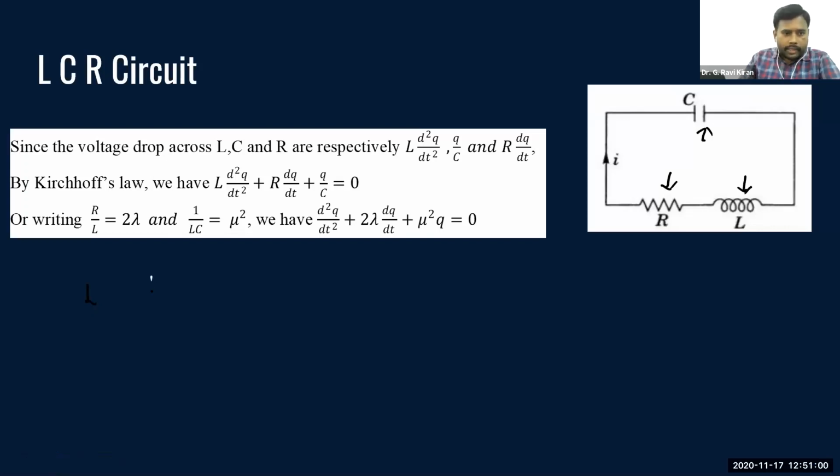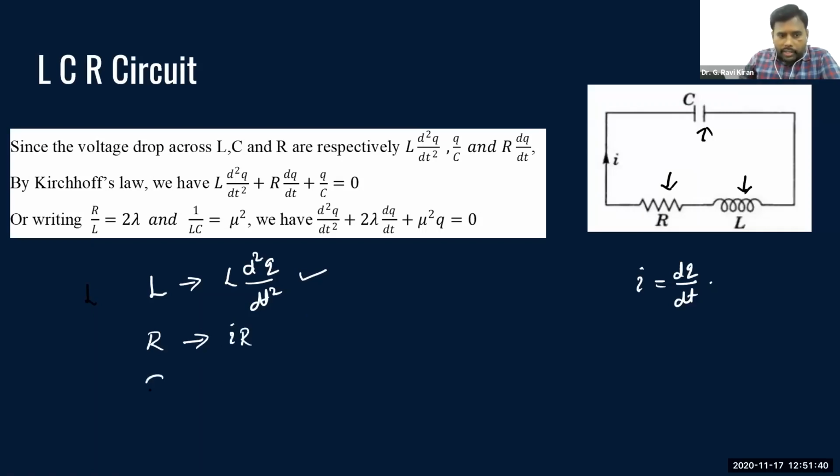Now consider the voltage drop across each of these components. If you take an inductor of inductance L, the net voltage drop across this inductor is equal to L into d square q by dt square. What is this q here? q is the charge in the circuit, and I hope you remember that the rate of change of charge is what we call current. So the voltage drop across the inductor is L into d square q by dt square, where L is the inductance. Now if you take R as the resistance of the resistor, when current passes through it, the voltage drop across it is I into R.